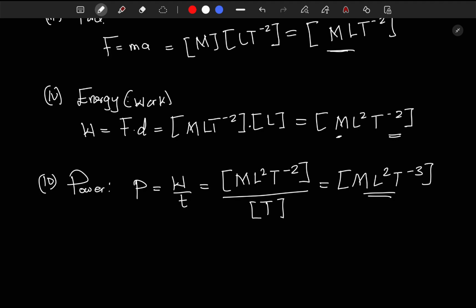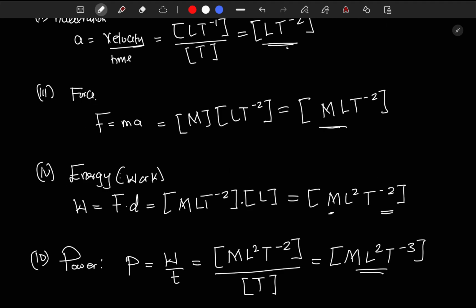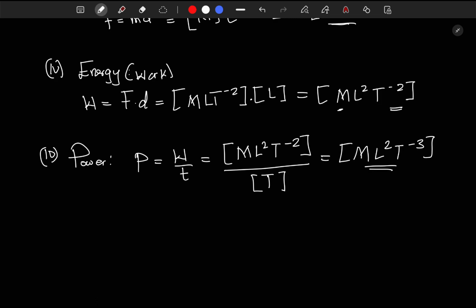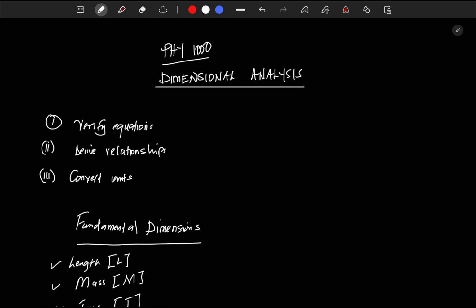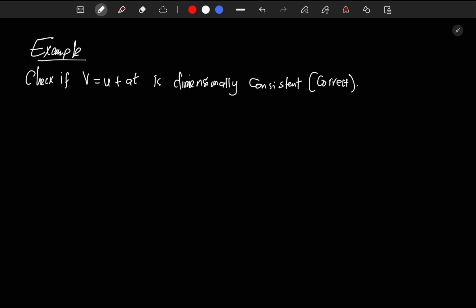All right, but questions don't come like this. This is just the way to do it. How do questions come exactly? Like I said, we do this to verify equations, derive relationships, and convert units. They can ask you to convert units, but you are going to convert them using dimensional analysis rules. What we need to check is both sides. Remember, to prove that an equation is correct, you have to prove that both sides are consistent. So we have the left side and the right side. Let's first start with the left hand side.